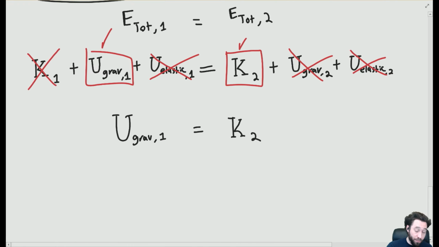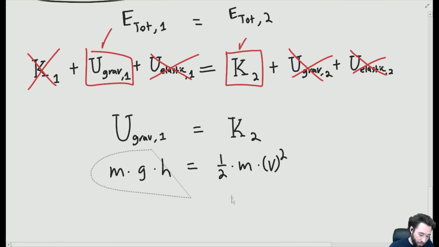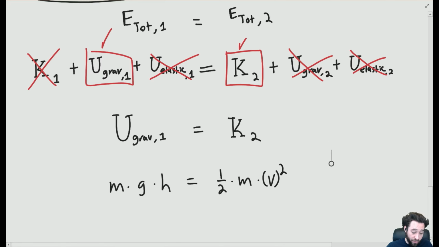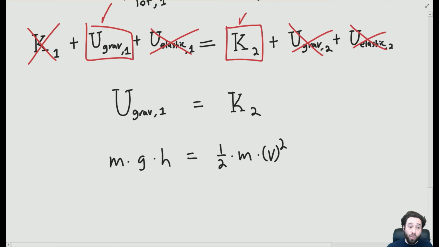Now, when I give you guys problems like this, let me substitute what these actually mean. So mg h: mass times gravity times the height from the ground. And then I got 1/2 mv squared. So when I give you guys a problem, I will give you all but one of these variables.